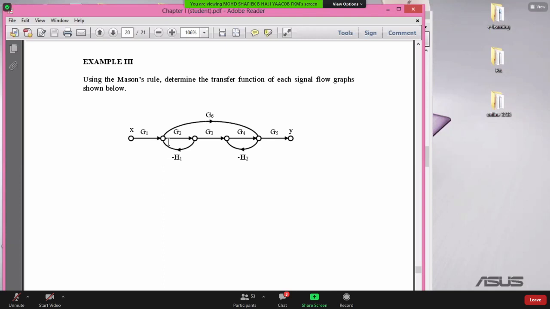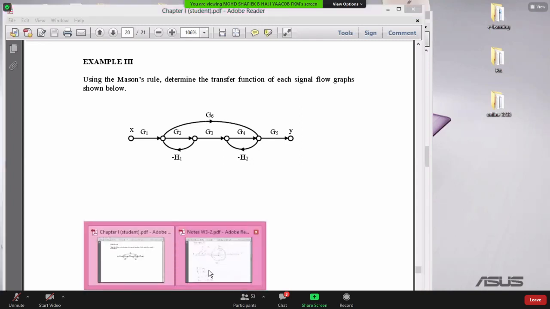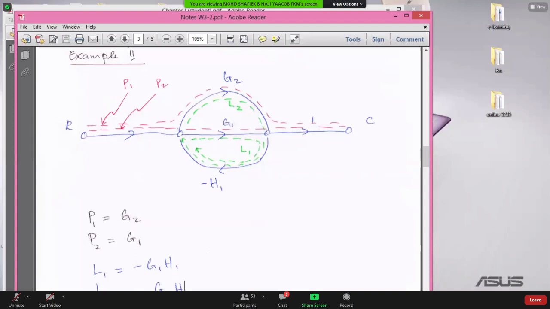Loop 1 touches the first forward path as well as the second forward path. Loop 2 also touches the first forward path. It also touches the second forward path. So with that, we can now use the Mason formula to determine the transfer function.